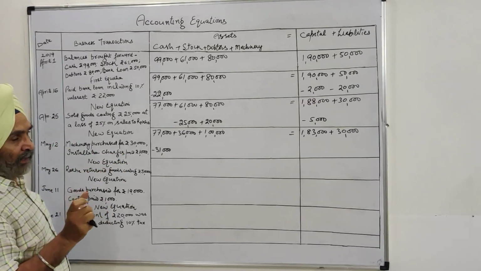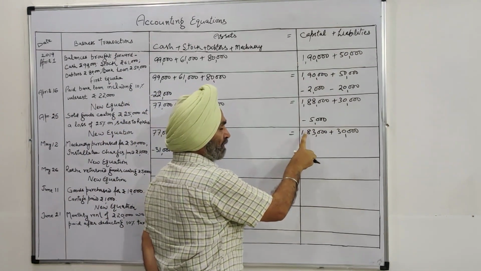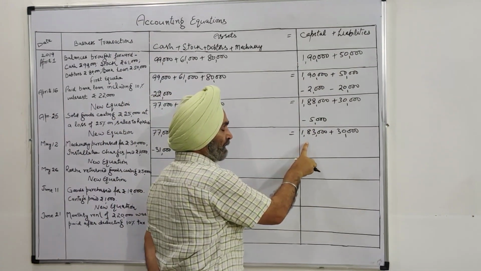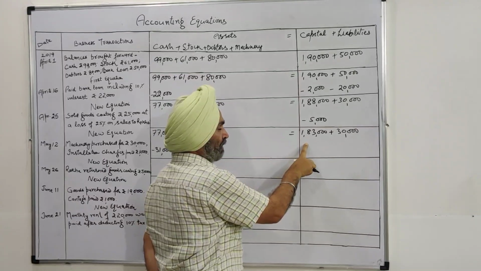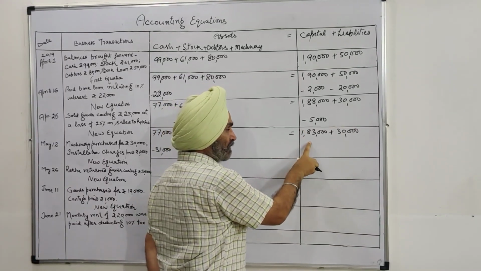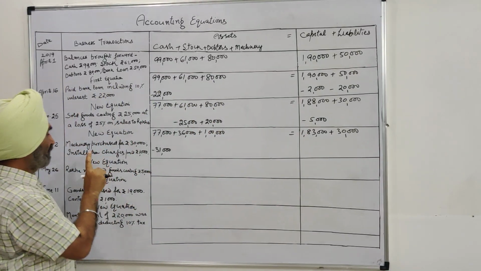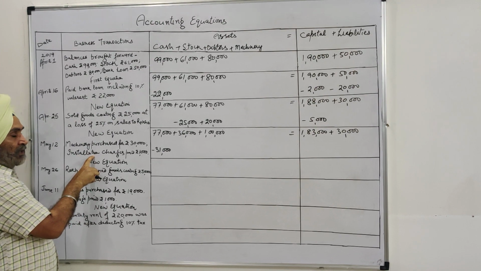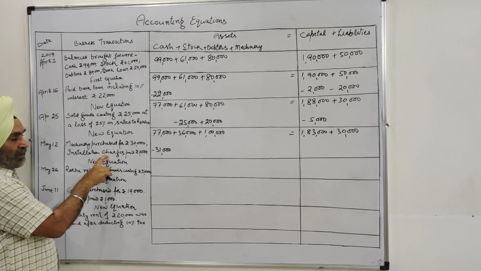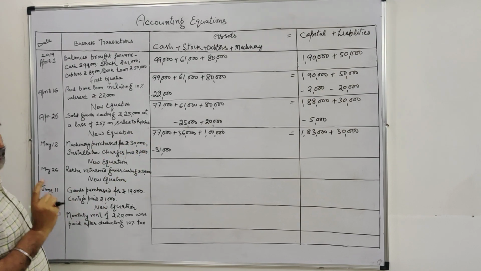You should keep in mind here, from capital we deduct only and only expenditures or losses of revenue nature, not the expenses of capital nature. This is the expense of capital nature, non-recurring nature. Non-recurring nature expenditure is not deducted from the capital.